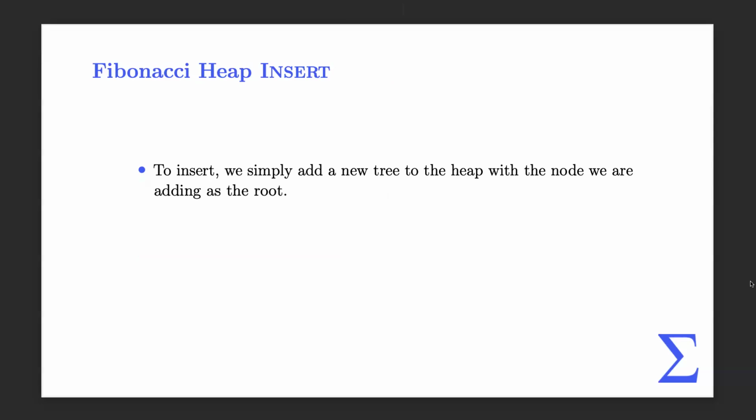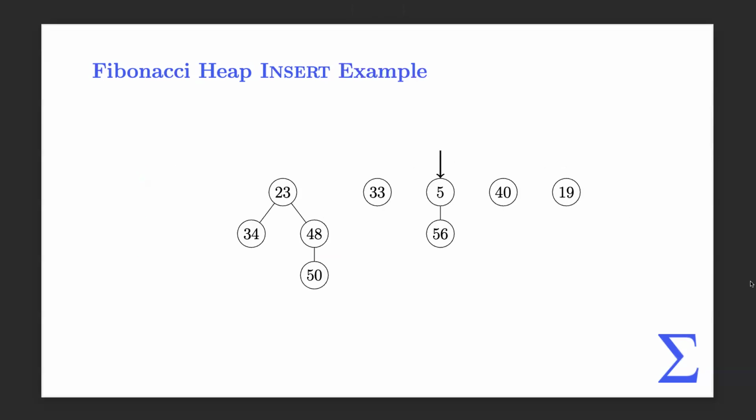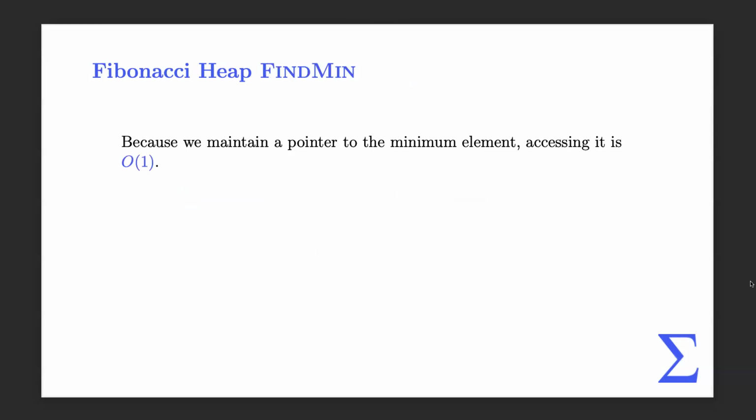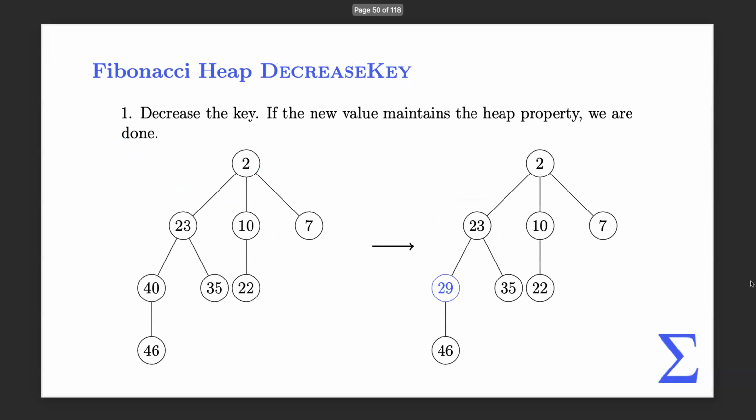Okay, so for insert, like I said, we just add a new tree to the heap with the new node as a root, and maintain a pointer to the minimum element like we were talking about. If this new value is the new minimum, update the pointer, and that's constant time. The minimum element is pointing at 5. This is an example Fibonacci heap with a few trees. We add 3. 3 is obviously less than 5, so we update the pointer, and that's insert.